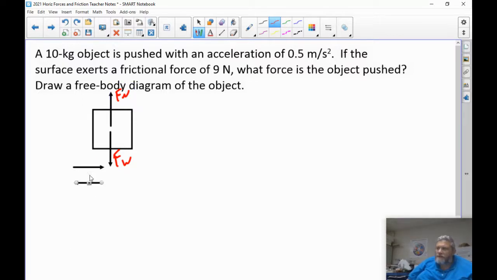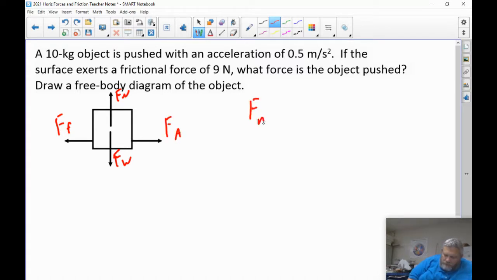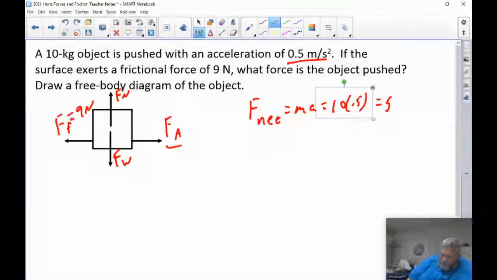We've got the force of friction. And we have our applied force acting in the other direction. Again, we know the force of friction is 9 newtons. We know that the net force is equal to ma. Again, we don't know what the applied force is, but we do know the acceleration. So we can say it's 10 times 0.5 or 5 newtons.